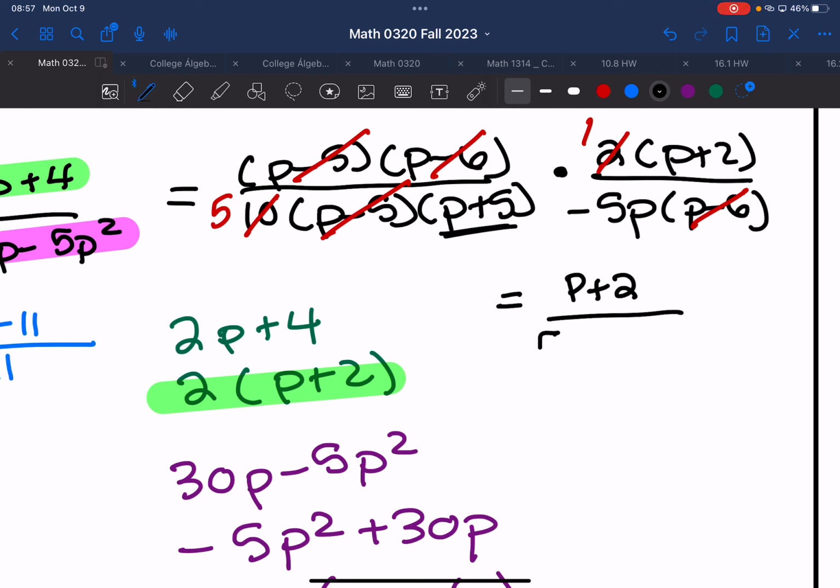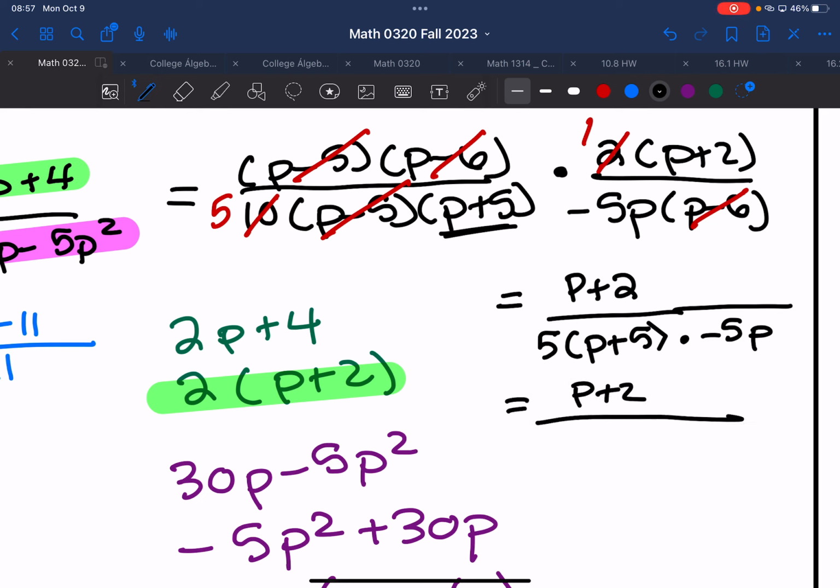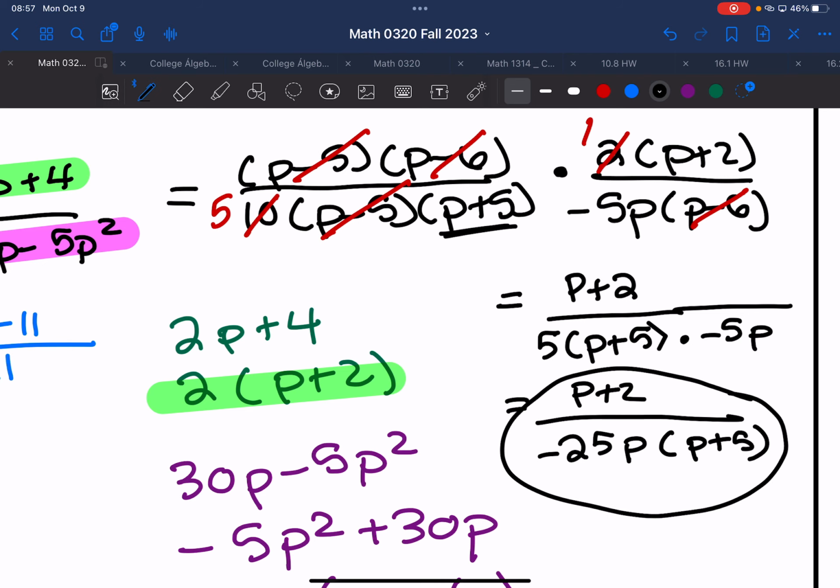So I have 5, p plus 5, times a negative 5p. So if I reduce that denominator, I have what? What's 5 times negative 5? Negative 25p, and then p plus 5. This is our answer.